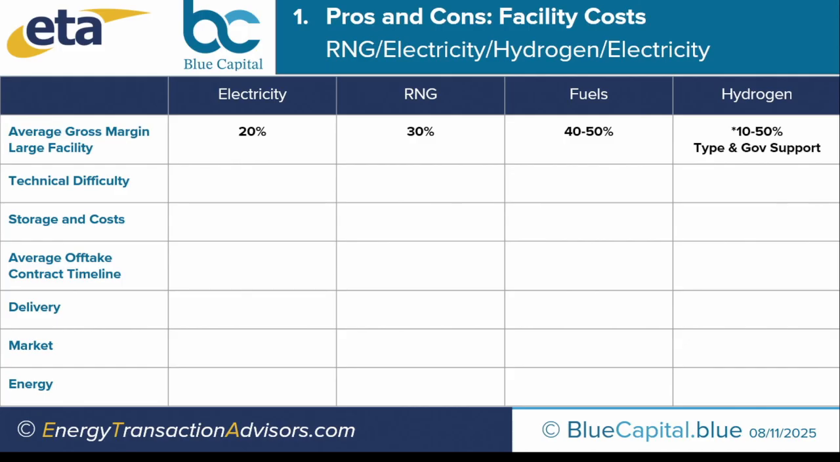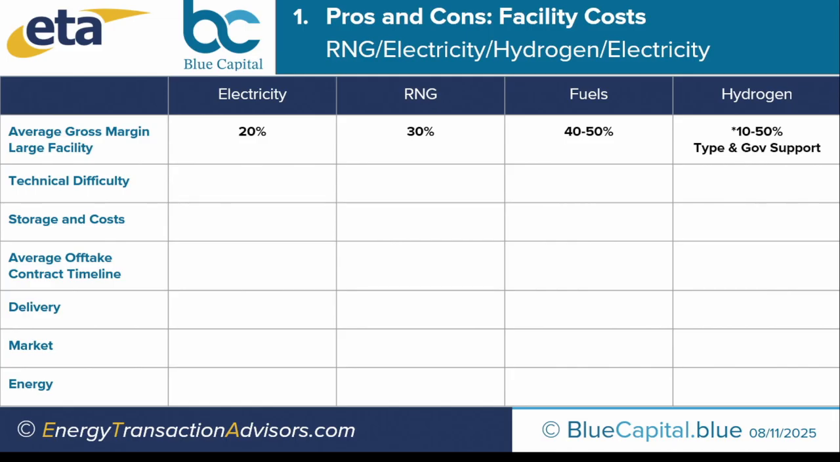Out of the many, many pro formas and projects that we've looked at together, this is about the average of what we see. Electricity has pretty low gross margins, usually around 20%. RNG, usually closer to 30% gross margins. Fuel products are where you get a really good bang for your buck. And hydrogen is super volatile. It can be very, very low, or very, very high.